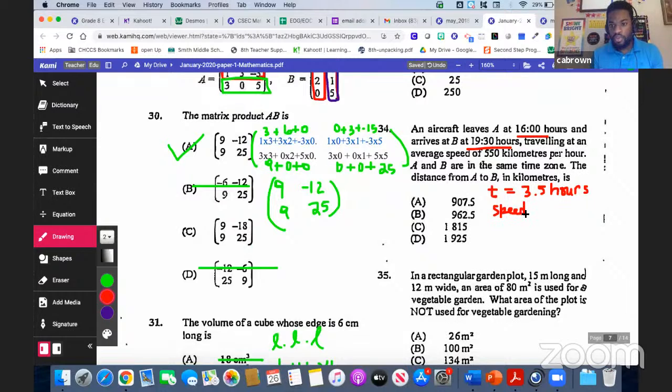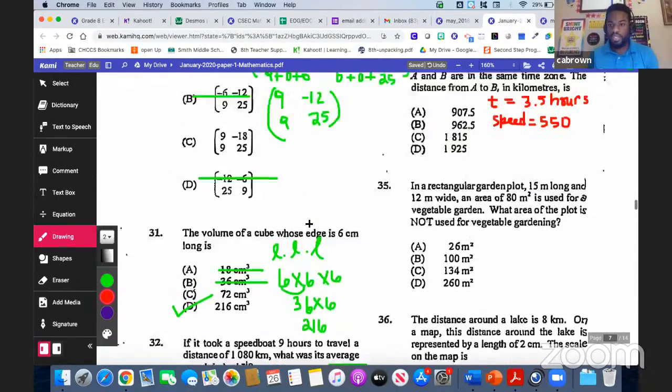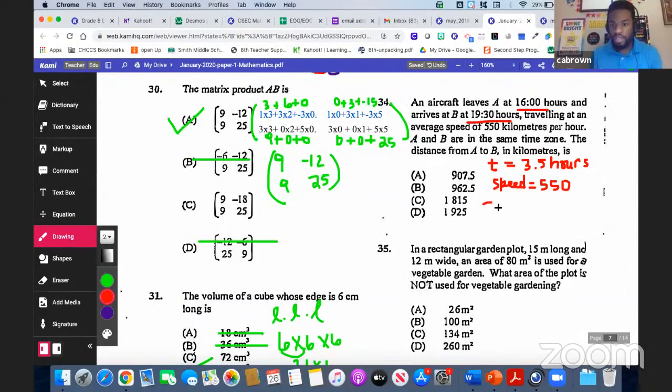And then there is an average speed. The average speed was 550. We need to find the distance. We just used the formula a while ago. Speed equals distance over time. But in the previous problem, we were finding speed. But in this problem, we're given speed. So we need to find the distance. So distance will be equal to speed times time.